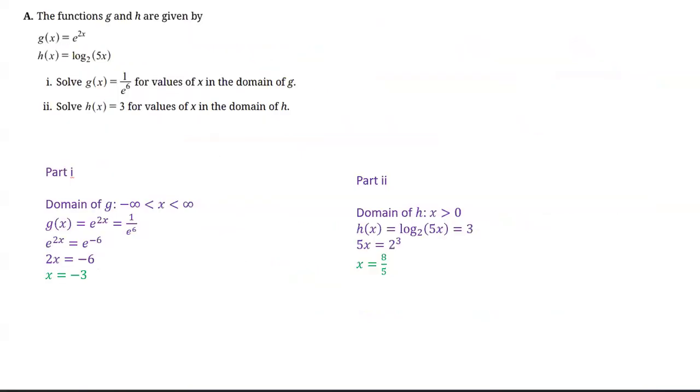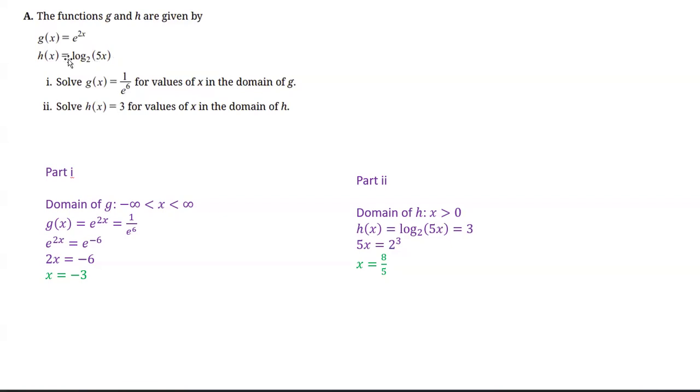All right, let's move on to the fourth question, the algebra question. So we're given g of x is e to 2x, h of x is log base 2 of 5x. Part 1, solve g of x is 1 over e to 6 for values of x in the domain of g. So just to, they don't probably check this, but the domain of g, what's the domain of g? The exponential is minus infinity to infinity. Okay, so no restriction. All right, so we just set g of x, which is e to 2x, equals 1 over e to the 6. We can rewrite 1 over e to the 6 as e to the negative 6, so then the bases of the exponents match, so the exponent values must match as well. 2x is minus 6, x is negative 3 as a result.